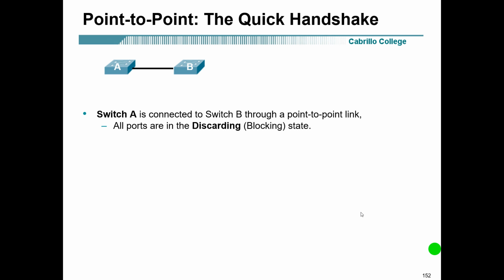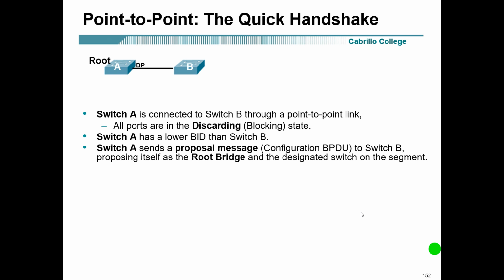So that point-to-point, that quick handshake. Switch A connects to switch B through a point-to-point link. All ports are discarded or in blocking state. Switch A has a lower bridge ID than switch B. Switch A sends a proposal message, or configuration BPDU, to switch B, proposing itself as the root bridge.